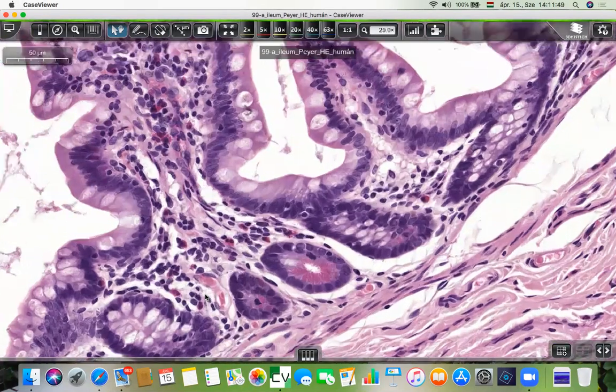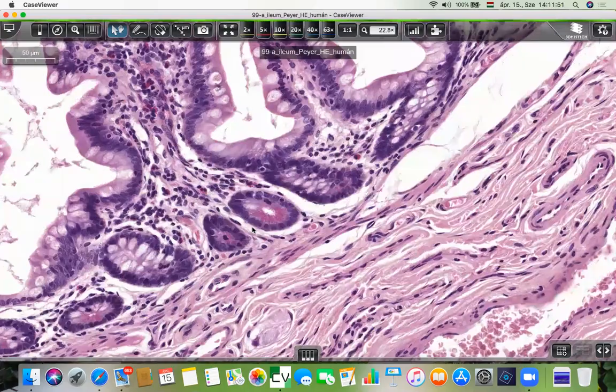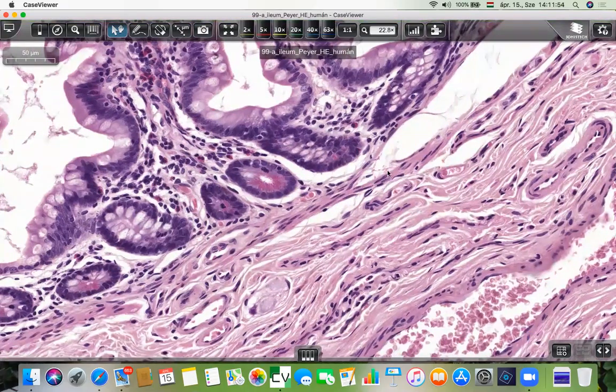Then the next layer under the lamina propria here, this is it. This is the muscularis mucosae. This is the muscularis mucosae.